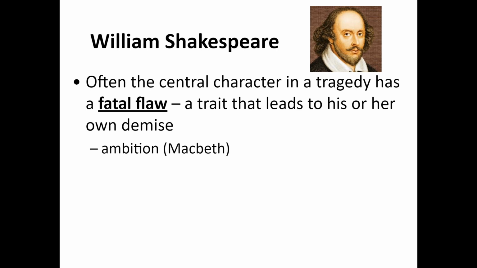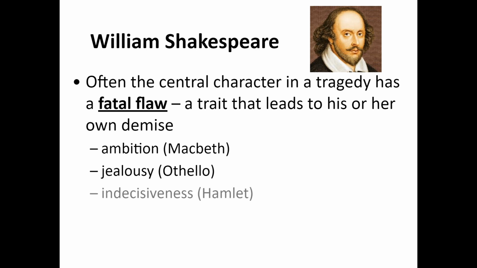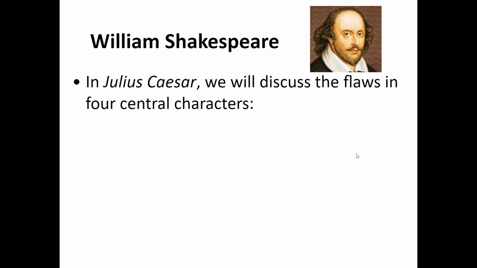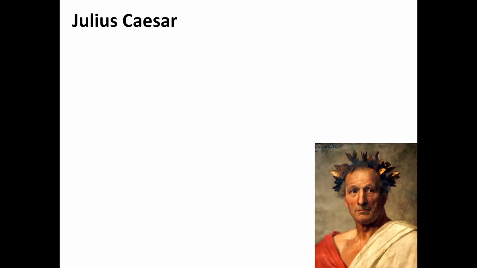In Macbeth, it was ambition. For Othello, it was jealousy. For Hamlet, he of the to be or not to be, that is the question, it was, of course, indecisiveness. He couldn't make up his mind. And then for our pal Romeo, we know that it was rash behavior with no thought of consequence. In Julius Caesar, we're going to discuss the flaws in several different characters: Julius Caesar, Brutus, Cassius, Mark Antony. Okay.